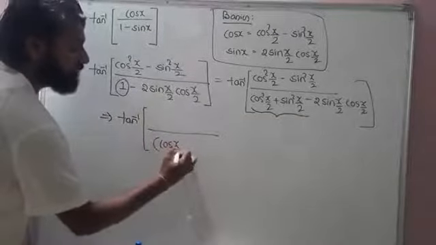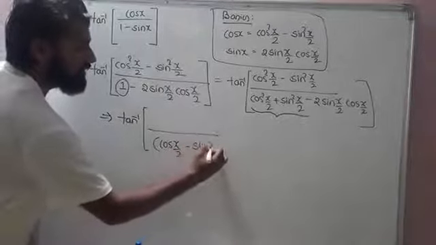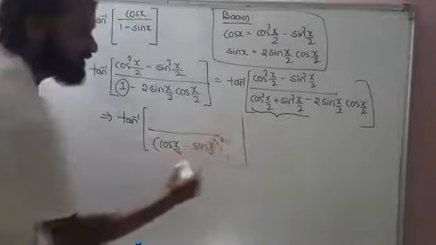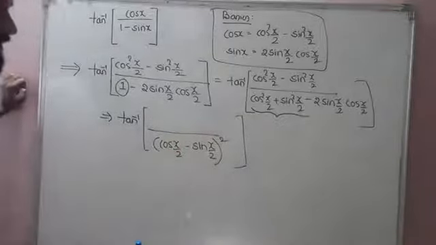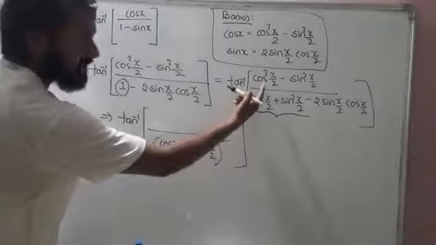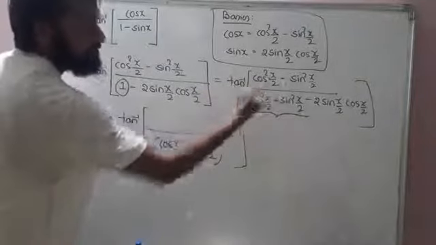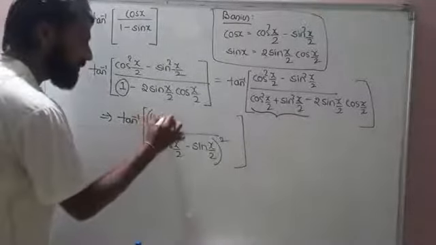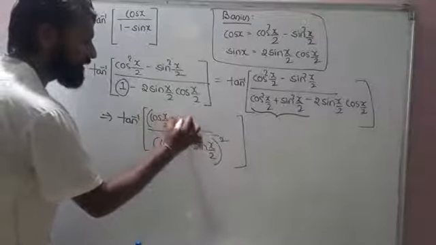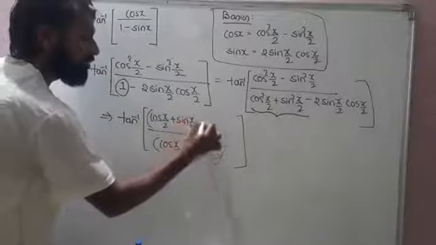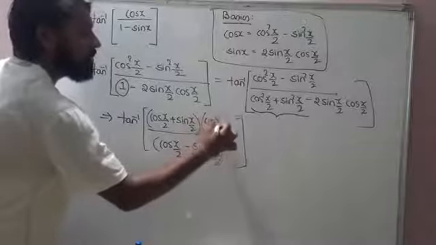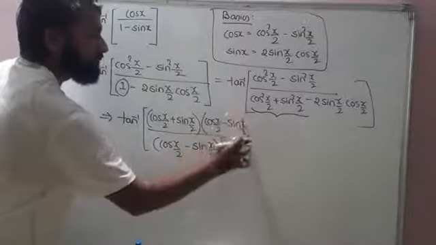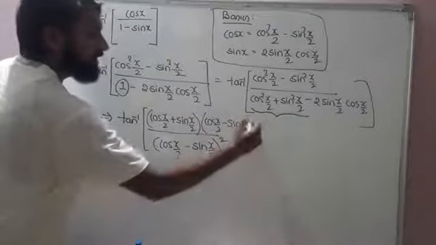a minus b the whole square, isn't it? Well, again numerator I can write as a square minus b square formula. So I can write that as a plus b into a minus b. I hope you are understanding.